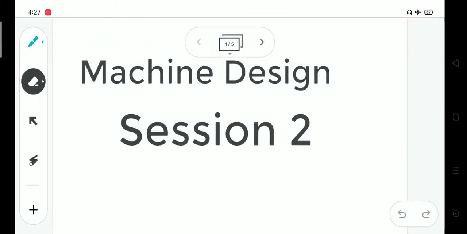Hello everyone. Today is the second session of machine design, and we'll be learning about machine design and how it works. We'll be discussing the important topic of material selection in machine design, and what techniques we actually use for material selection in the designing process.